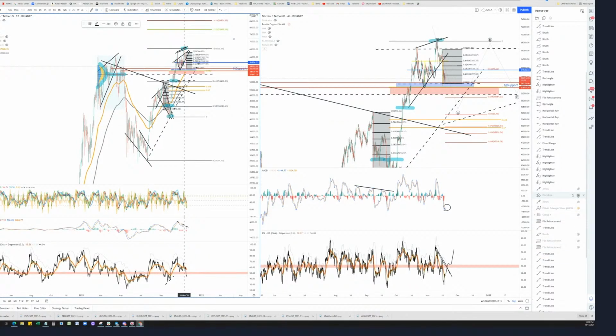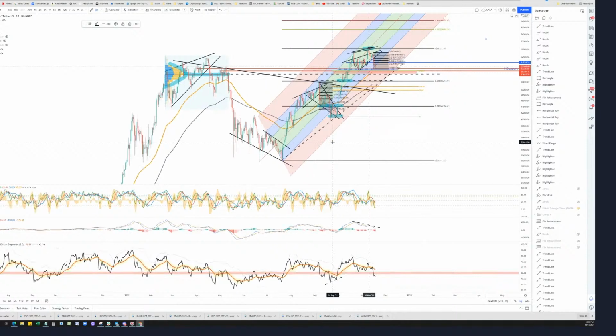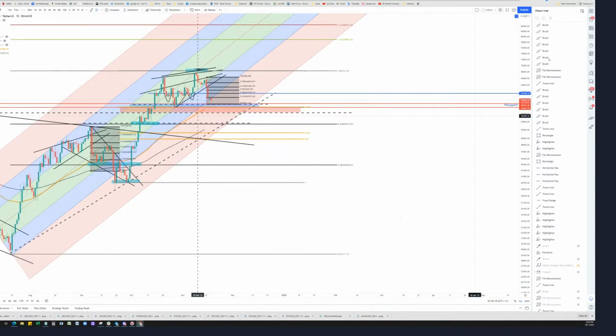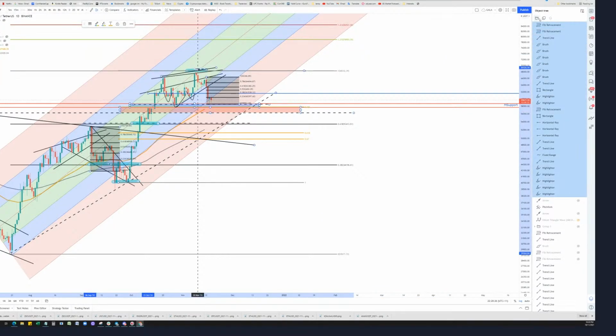Here it is. That pitchfork, so let's just get rid of some of this stuff. A lot of drawings. Just hide.